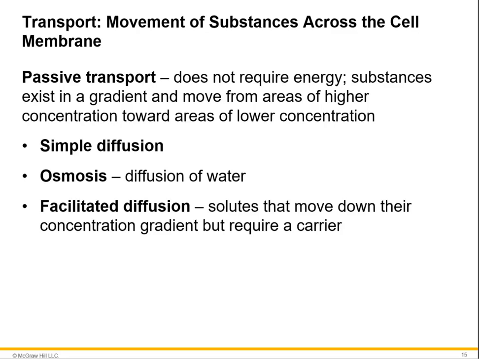And there's three methods. There's simple diffusion. This is what you see when you mix sugar and water. Simple diffusion. You've got osmosis. This is the diffusion of water specifically, okay? And then you've got facilitated diffusion. Solutes are going to move down their concentration gradient, right? They're going to go from areas of high concentration to low concentration, but they do require some sort of carrier, like a protein, that helps move them across the membrane.